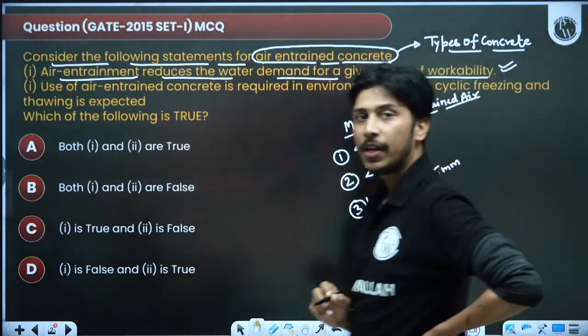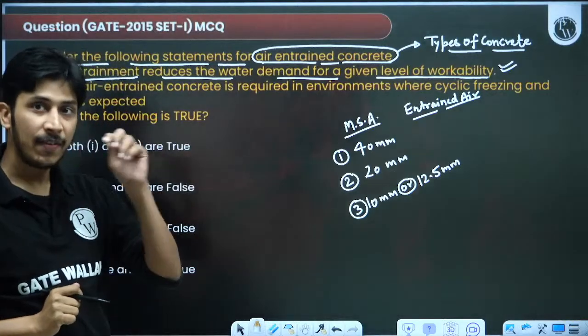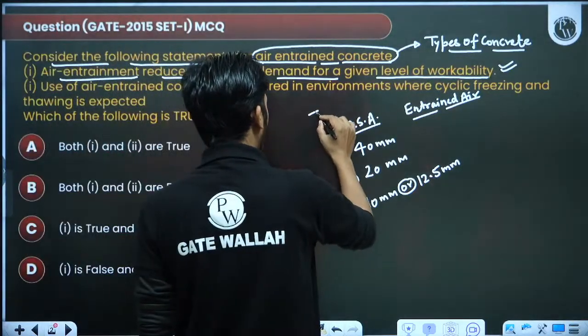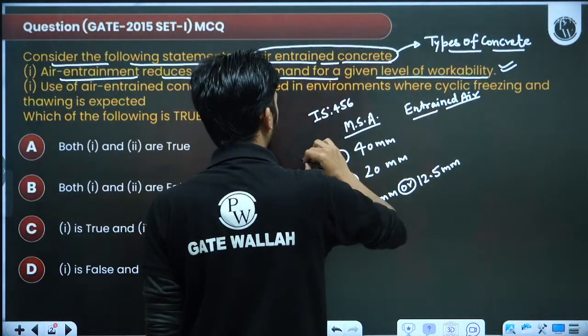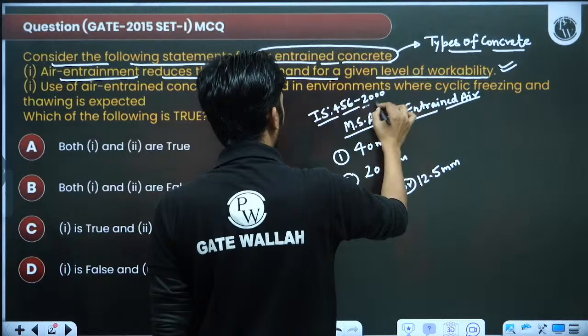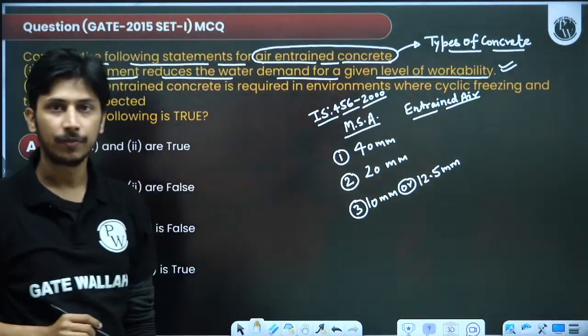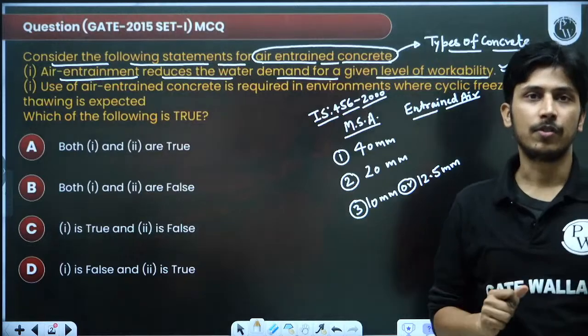Quickly tell me, for 40 mm, anybody knows? What is the entrapped air? It is given in IS 456. It is as per IS 456, I am saying. It is given in IS 456 2000. Anybody knows? There is a table given in IS 456 2000.